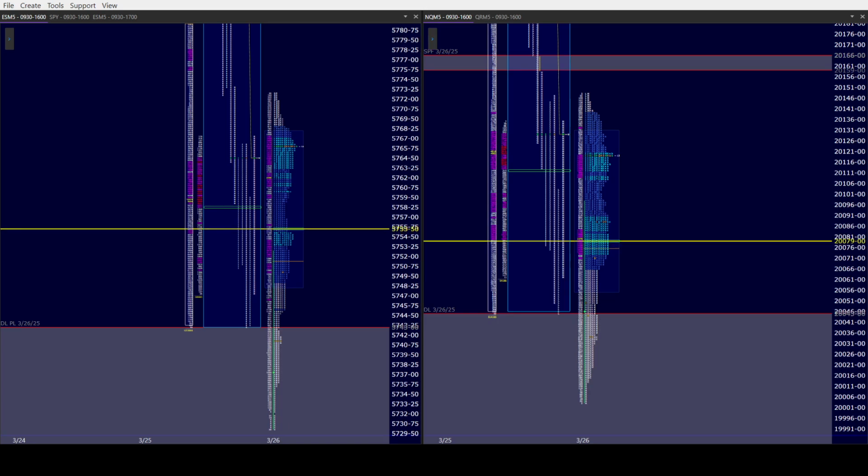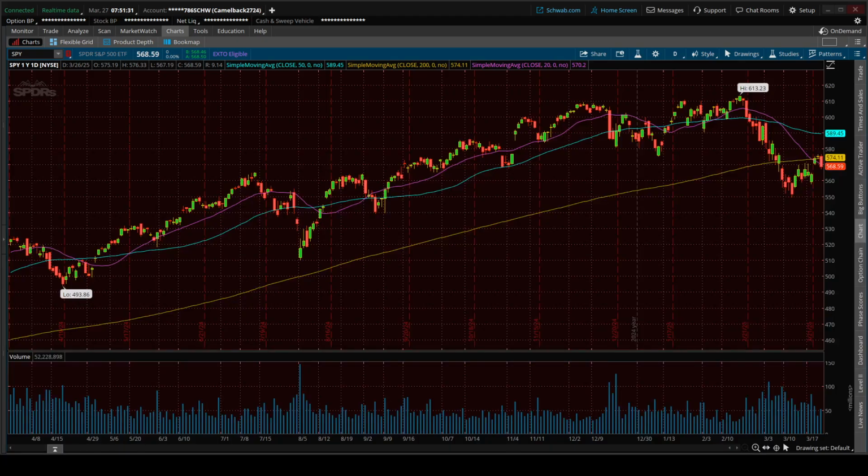And then chart-wise, I'm just going to show you the daily, because right now, that's the one we should be focusing on. 3-day balance, 200-day moving average still a major factor. Great range yesterday, which was totally unexpected after Tuesday's action, but the volume only 52 million.